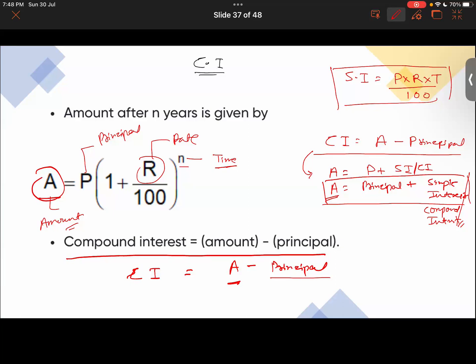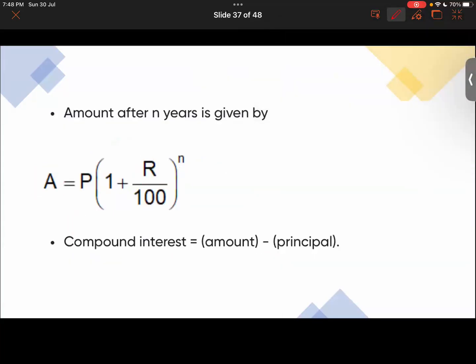Let's say there's a farmer who has borrowed 2000 rupees from a bank at a rate of 5% for 2 years. All right, guys. So we need to find the compound interest.